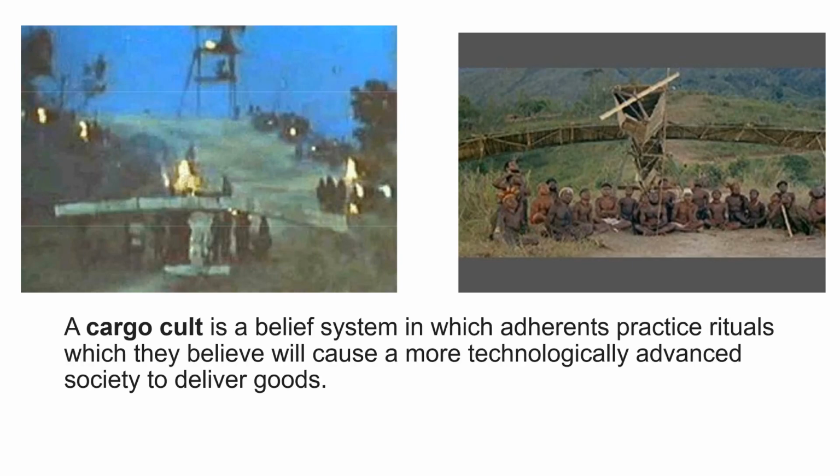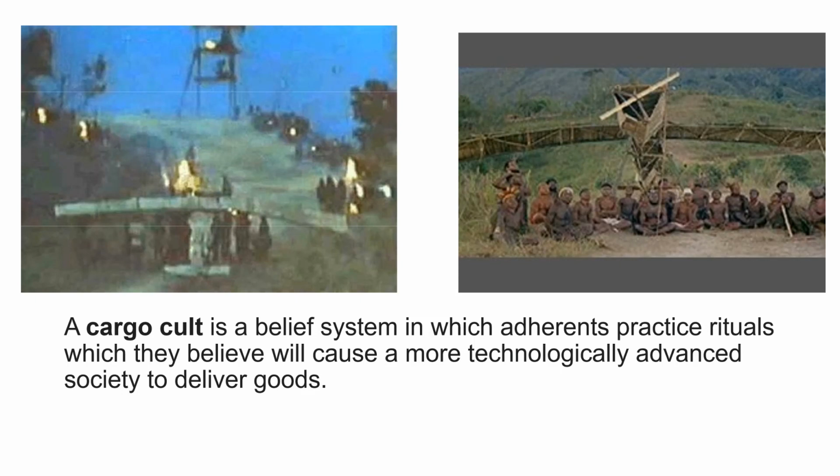In the left picture, at the top, there's a control tower, or kind of a replica of a control tower. And then in both pictures, we have these planes. Their hope or belief was that by doing this, that would bring the planes back. And this ended up being termed a cargo cult. A cargo cult is a belief system in which adherents practice rituals which they believe will cause a more technologically advanced society to deliver goods.